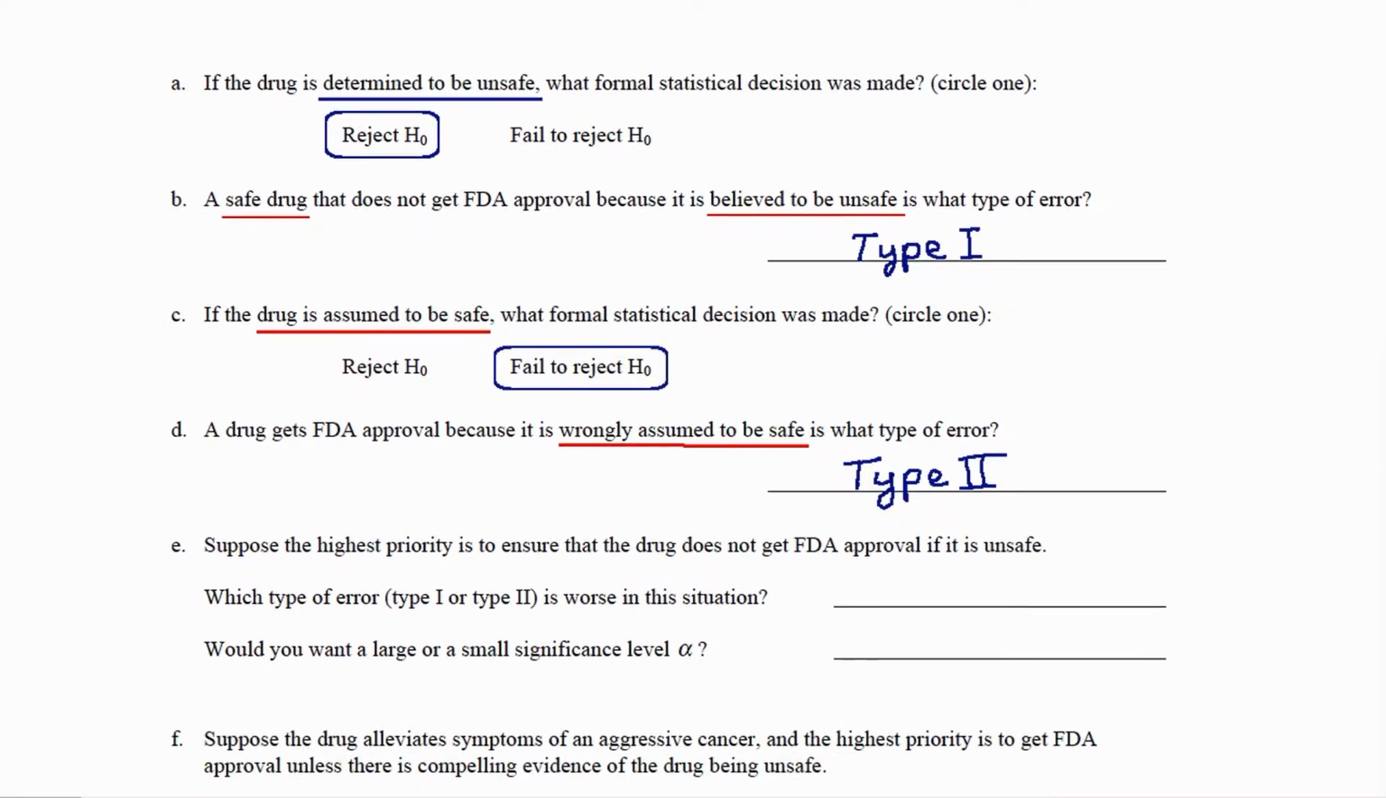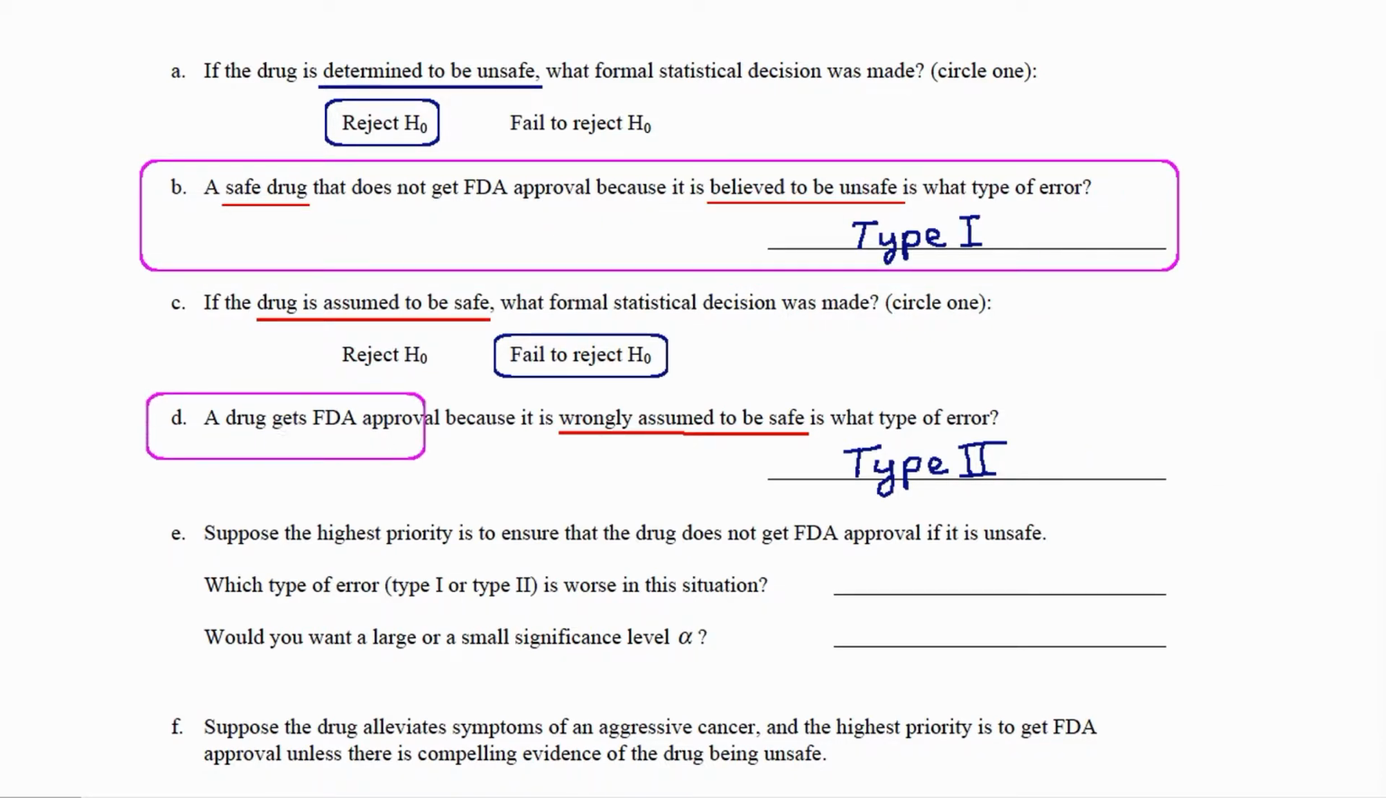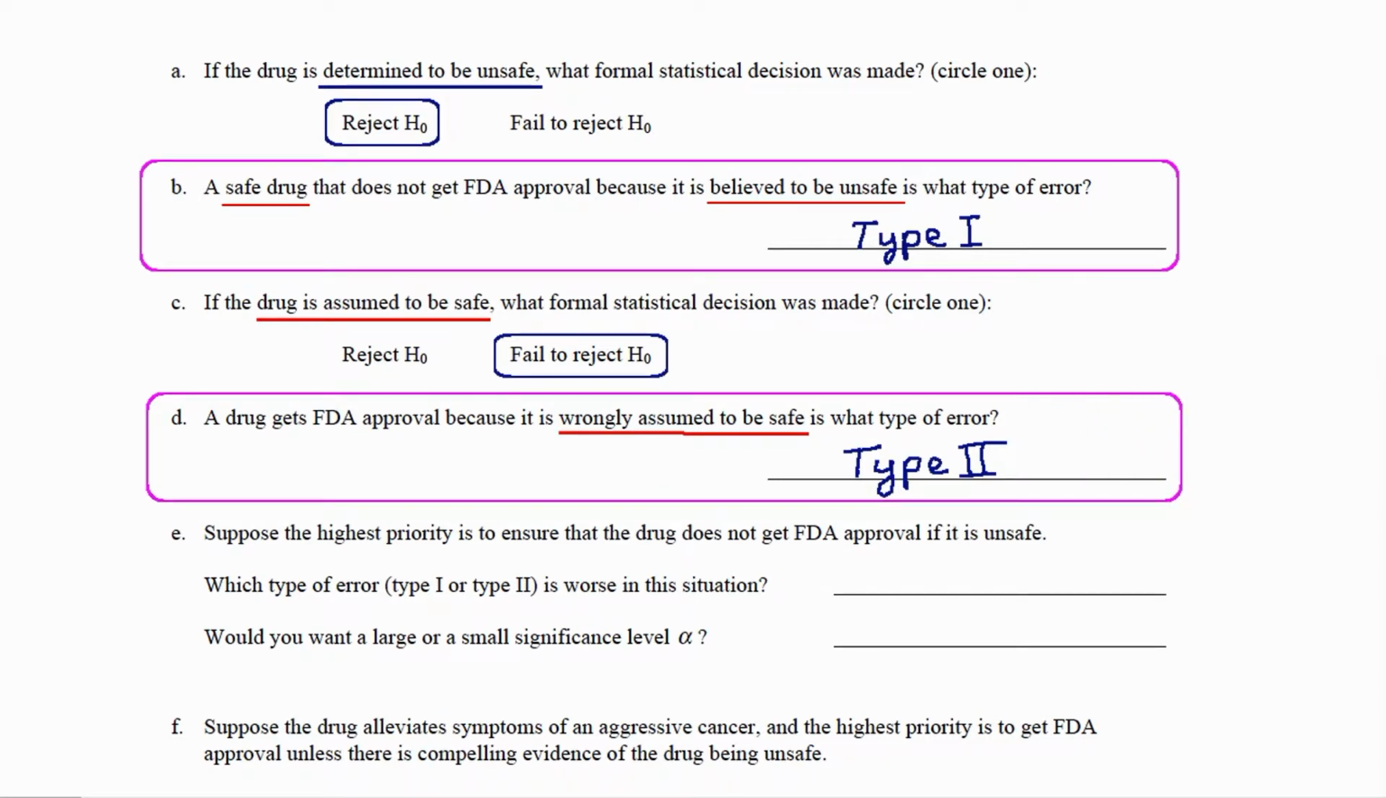Alright, so now that we've described what a type 1 error is and what a type 2 error is in context, so here's our type 1 error and here's our type 2 error, we can look at these statements of what our priorities are. Suppose the highest priority is to ensure that the drug does not get FDA approval if it is unsafe. We want to think about, are we trying to avoid a type 1 error or a type 2 error? Well, what we want to see is that we don't have a drug that's wrongly assumed to be safe, and therefore this would be a type 2 error that we are trying to avoid.